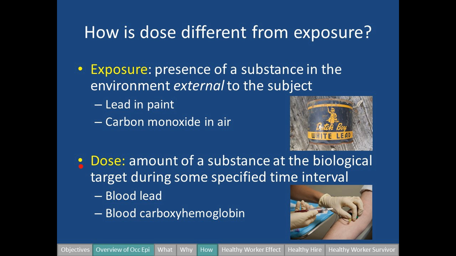So you probably have heard me say exposure response a few times during this presentation, and that's because often in occupational epidemiology, we are working with the exposure, what's outside, what's in the environment, what's in the workplace, rather than what's inside or what has reached the worker's body. Sometimes you hear dose response, but here we're using exposure response because that's what we have. Just want to make a note about that.